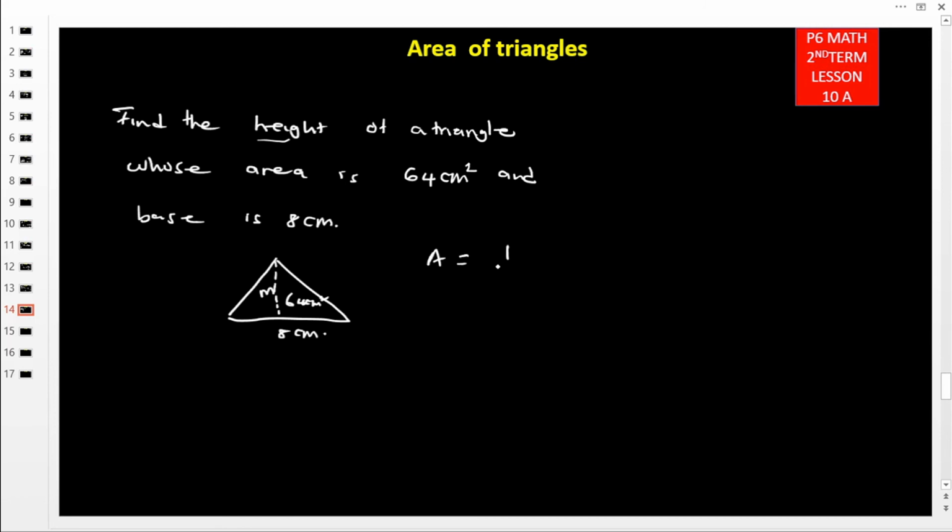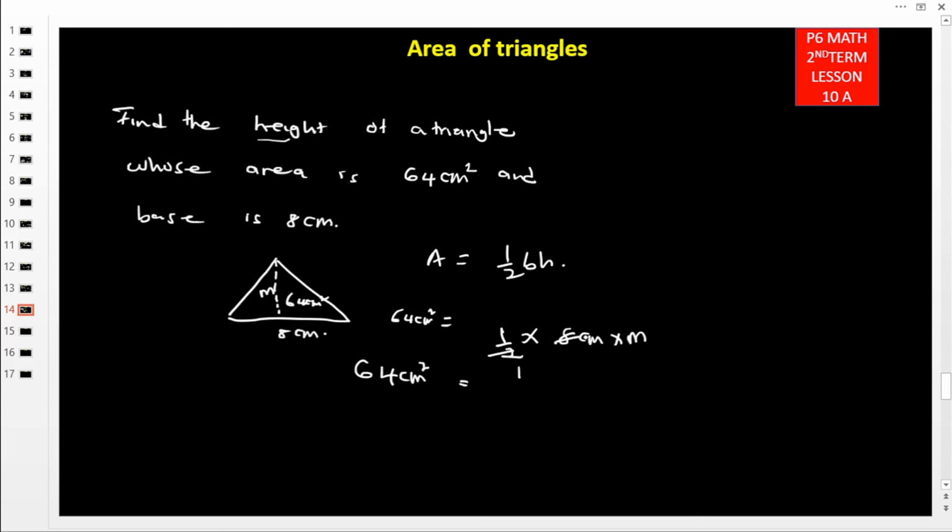Now from there I'm using the formula. Area is equal to a half base times the height. So area is given as 64 centimeters squared, and this is a half times base. What is the base? It is 8 centimeters. What is our height? It is m. Therefore now here we have 64 centimeters squared, giving us by 2 here 1, because now this one is divisible.